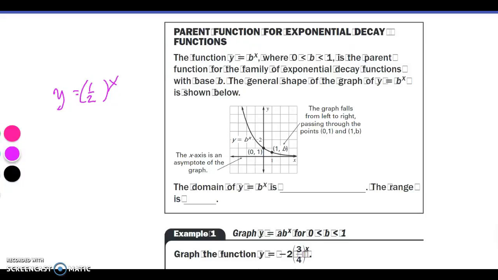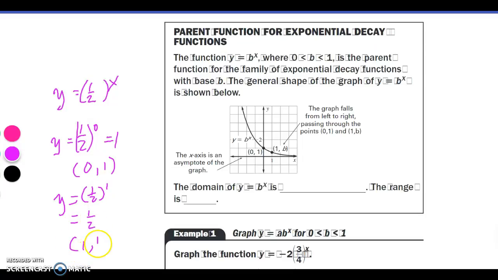Okay, so we graph it in a similar way. We're going to put 0 in for x. So when we put 0 in for x, we get y equals 1/2 to the 0 power, which of course equals 1. So we have our point (0, 1), which is graphed here. And then we put in 1. y equals 1/2 to the first power, which gives us 1/2. So we have the point (1, 1/2), which is also graphed here. And then we draw the curve.